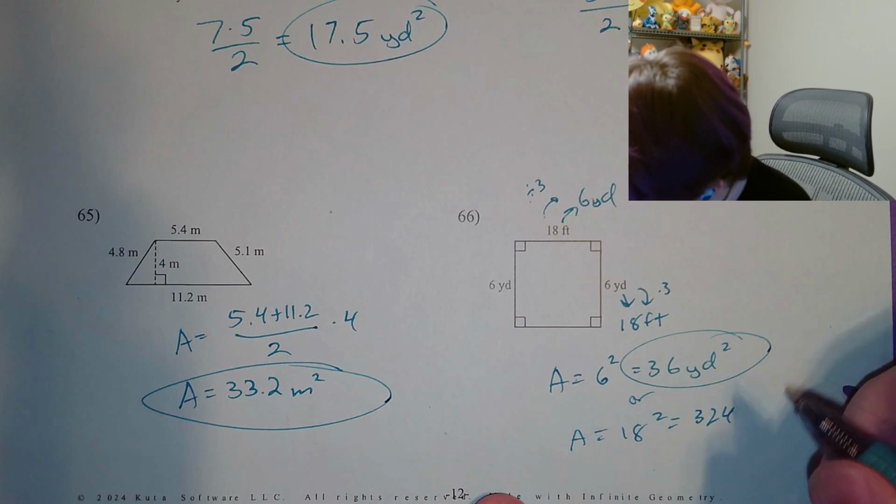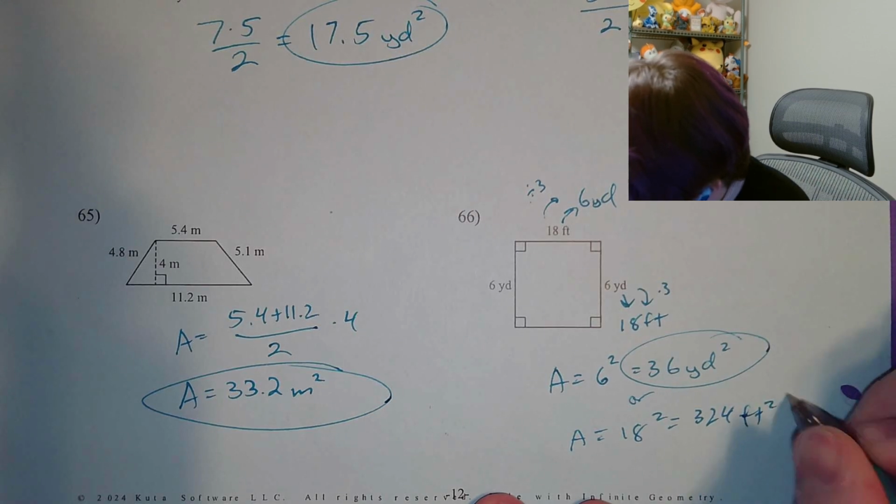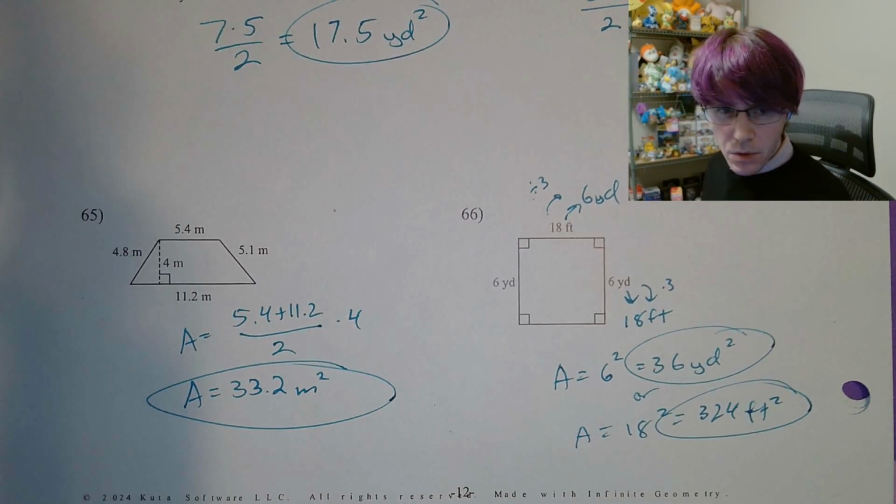Why is my brain not working? Feet squared. I was right. It is 324. All right. We're almost to the end here.